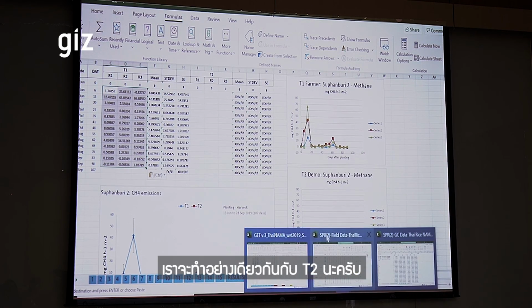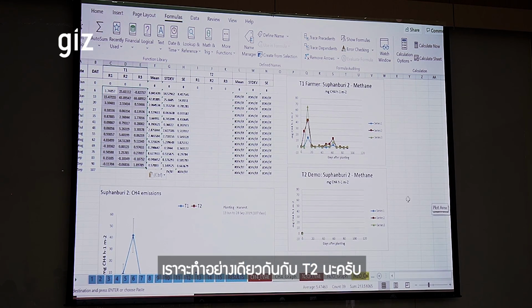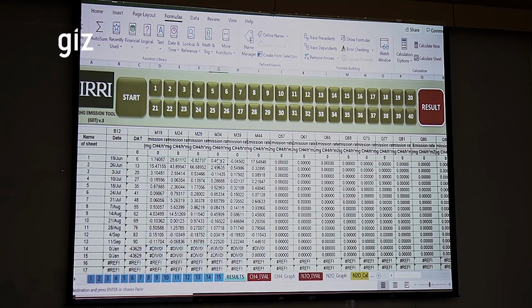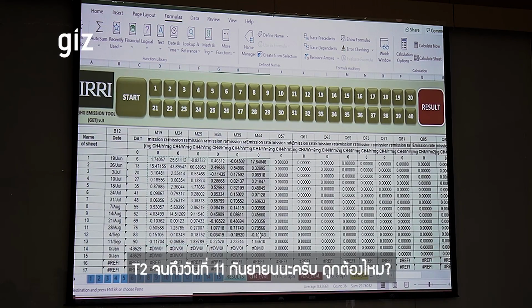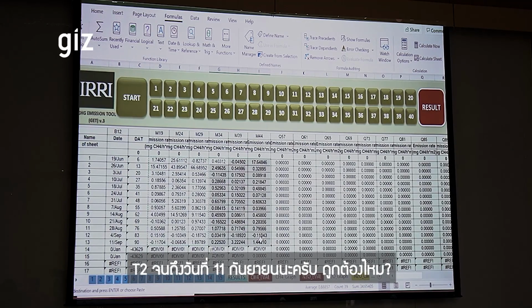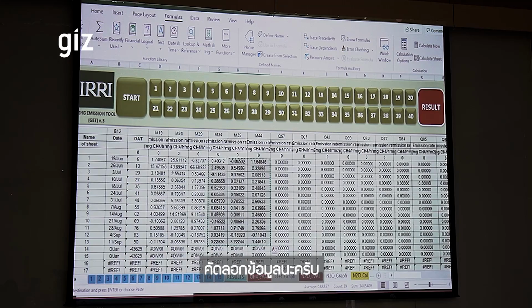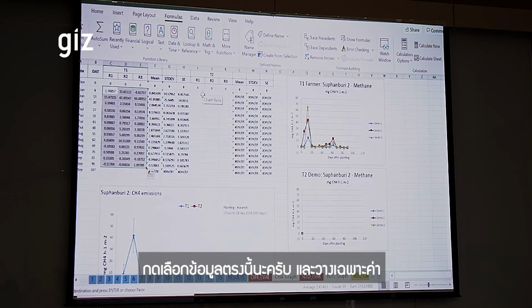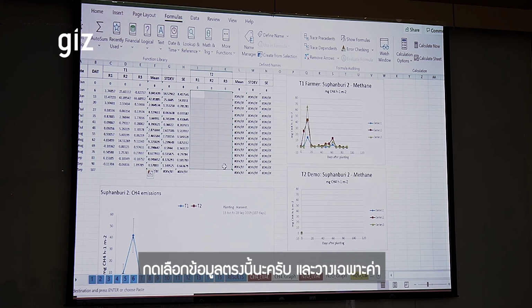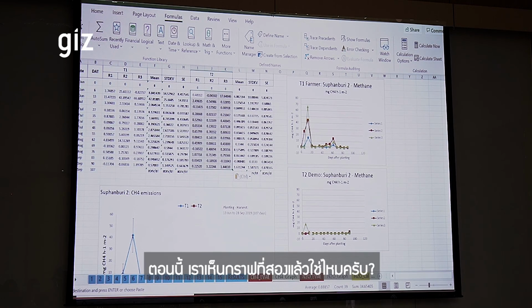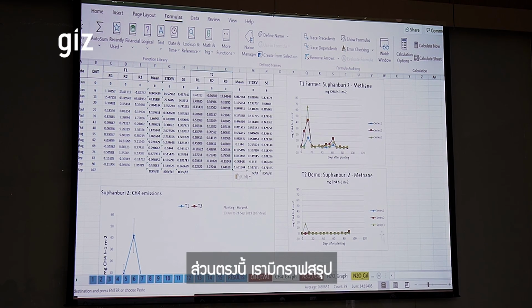So the same thing we do with treatment 2, until 11 September, yes, is correct. Copy, graph. So make sure that you pre-select this area, okay, and then just the values, okay? So the second graph is appearing here, you see that.